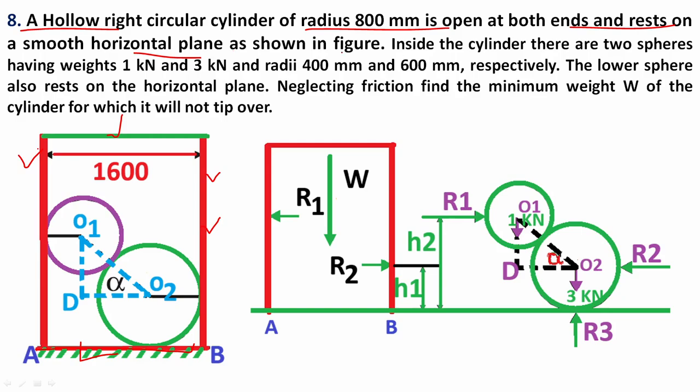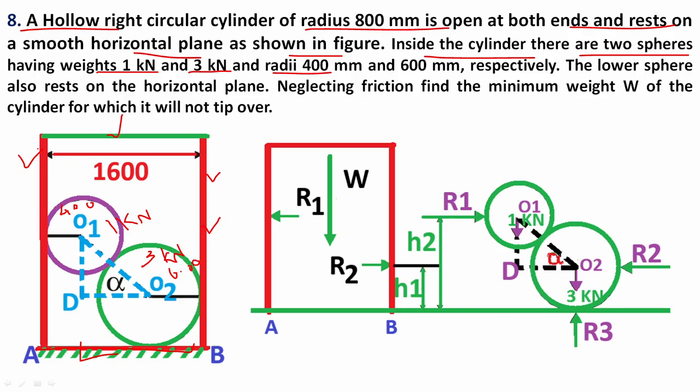As shown in the figure, inside the cylinder there are two spheres. The weights of the spheres are 1 kilonewton and 3 kilonewton. This is the 3 kilonewton sphere, and this is the 1 kilonewton sphere. Their radii are 400 mm and 600 mm respectively. This one is 400, and this is 600.